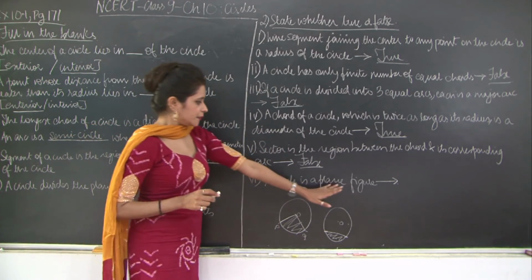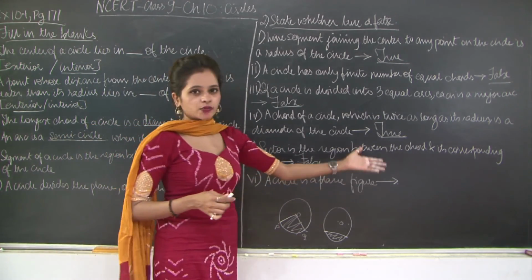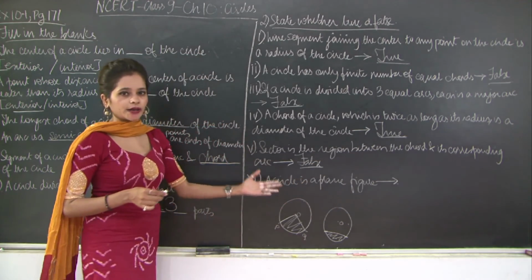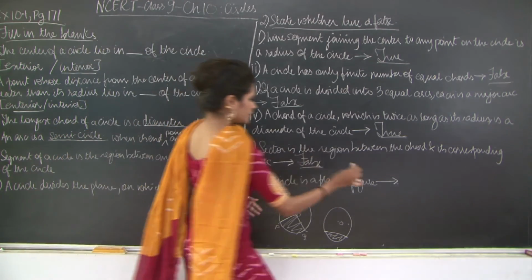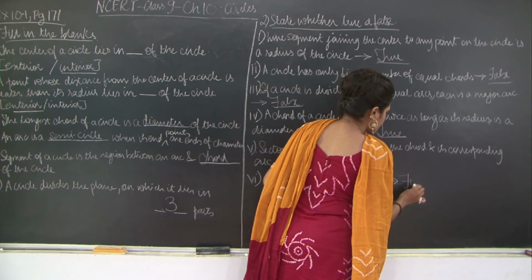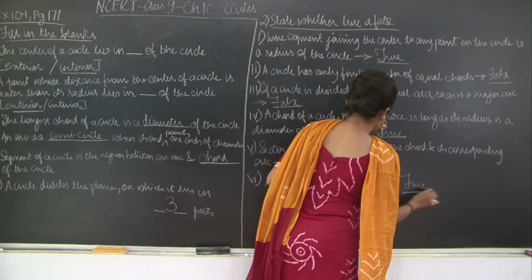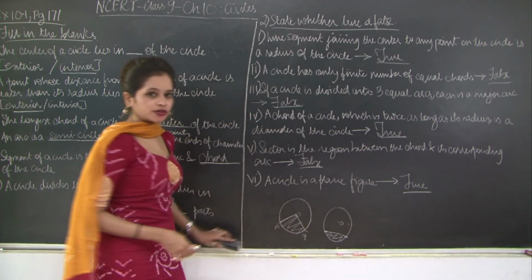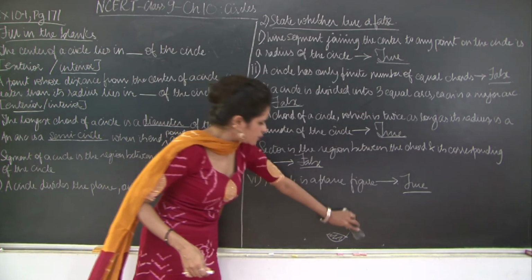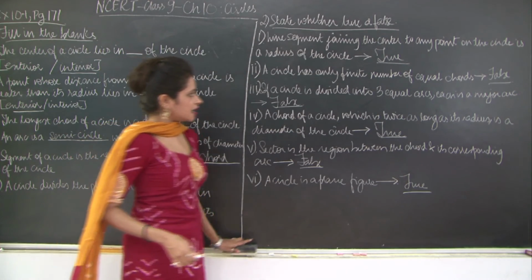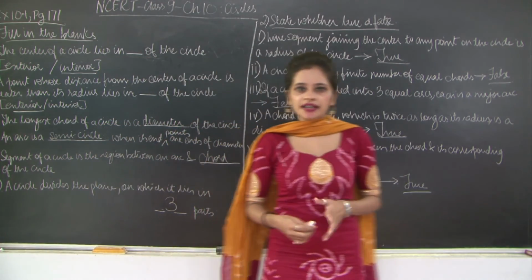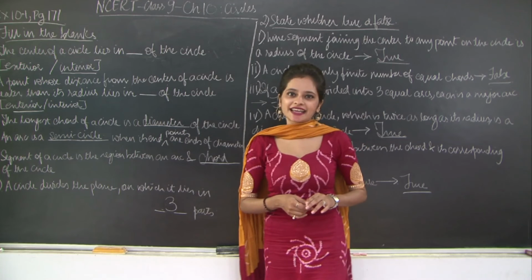A circle is a plane figure. Yes, this was one of the first things that we learned while we started with this chapter. So a circle is a plane figure. So I'll say true. So this was about exercise 10.1 of your textbooks. Pretty simple exercise about the basic concepts of a circle. Let's continue with the remaining topics in the next videos.